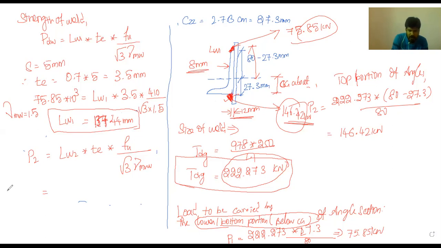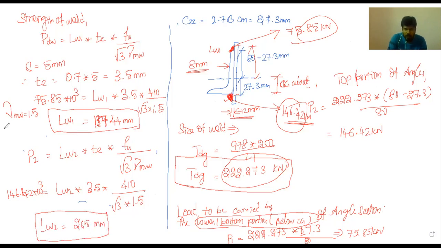So next LW. P2 is 146.42 into 10 cube. LW we have to calculate. TE is 3.5 mm. FU is 410 divided by root 3 into gamma MW is 1.5. So 146.42 gives 265 mm. LW2 is equal to 265 mm.